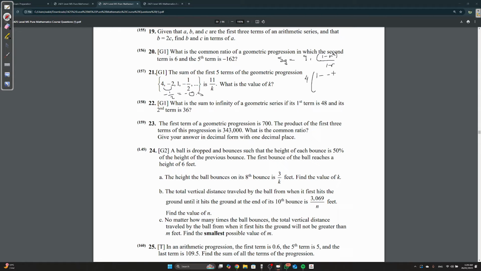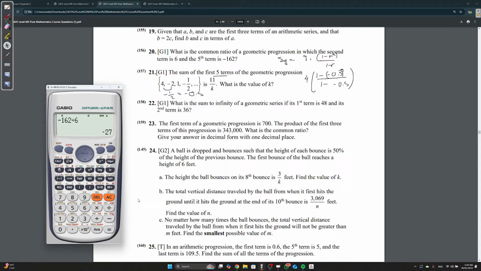Okay, so 1 minus negative 0.5 to the power of n now. We're seeing the first 5 terms, so to the power of 5, over 1 minus negative 0.5. Let's do it on a calculator. So we have 1 minus negative 0.5 to the power of 5, over 1 minus negative 0.5, times g1, which is 4. You get 11 over 4, so k is equal to 4.